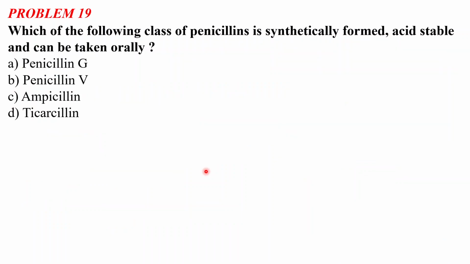Problem number 19 says: which of the following classes of penicillins is synthetically formed, acid stable and can be taken orally? Your options are: A, penicillin G; B, penicillin V; C, ampicillin; and D, ticarcillin. Again, I will give you some time, then I will check the chat box and show you the correct answer.